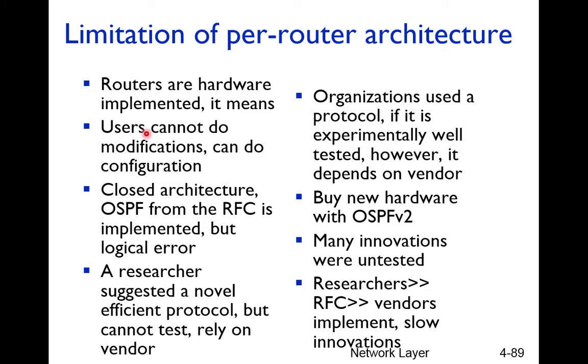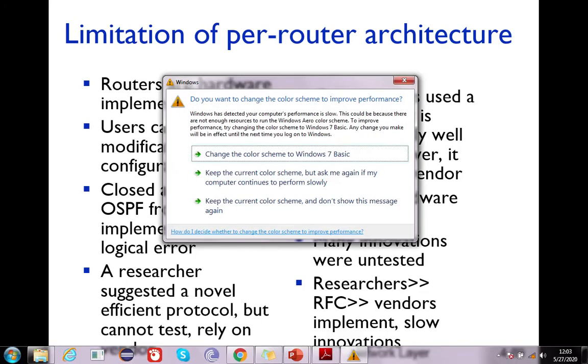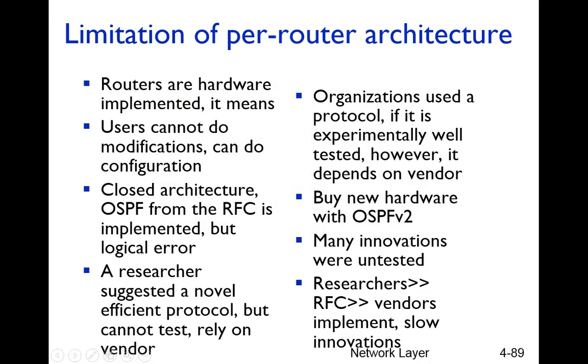If Comsys University wants to use OSPF version 2, it has to buy a new router. Why? Because OSPF 2 cannot be implemented in the Cisco router model 1, since in model 1 the protocol is implemented in hardware. That is the limitation: in the per-router architecture the control plane is implemented in hardware, so the user cannot modify the control plane.